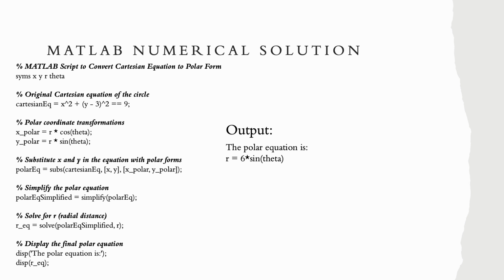We then substitute x and y in the equation with the polar forms, which is polarEQ equals subs of CartesianEQ, then our x y, and then our x_polar, and then our y_polar. We then simplify the polar equation by giving the variable polarEQ_simplified and then using the simplify command to simplify our variable polarEQ. Next, we solve for r, where we define it as r_EQ and then set that equal to the solve command followed by our polarEQ_simplified variable and r. Lastly, we display the final polar equation with the display command, which gives us our solution of 6 sine theta.